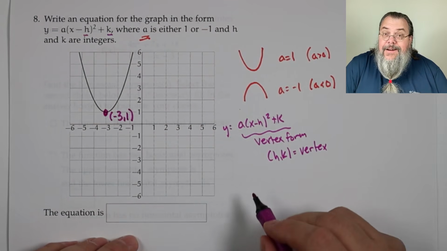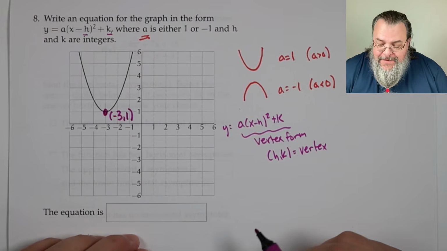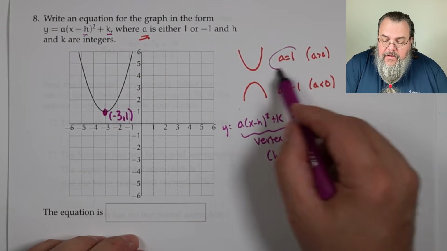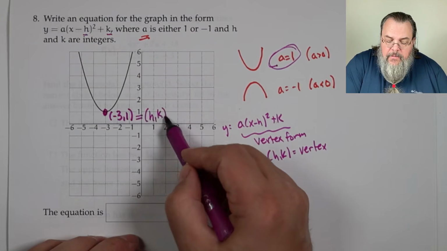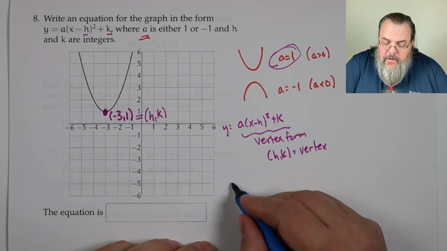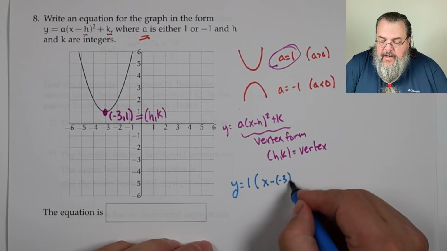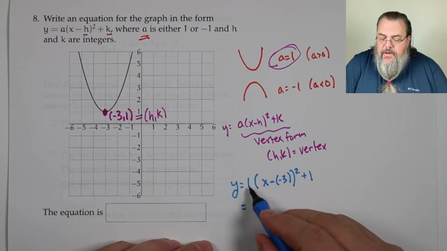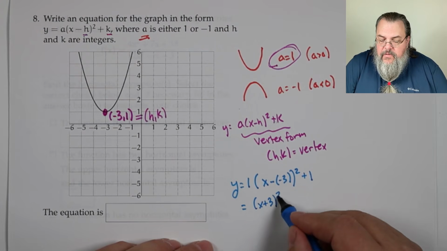And so now we say, oh, we know what a is. A is 1. We know what h and k are. We found it here. And so we are ready to put it all together. Y is equal to 1 times (x minus 3) squared plus 1. Well, we normally don't write the 1, and minus makes a plus, so this would be (x plus 3) squared plus 1.